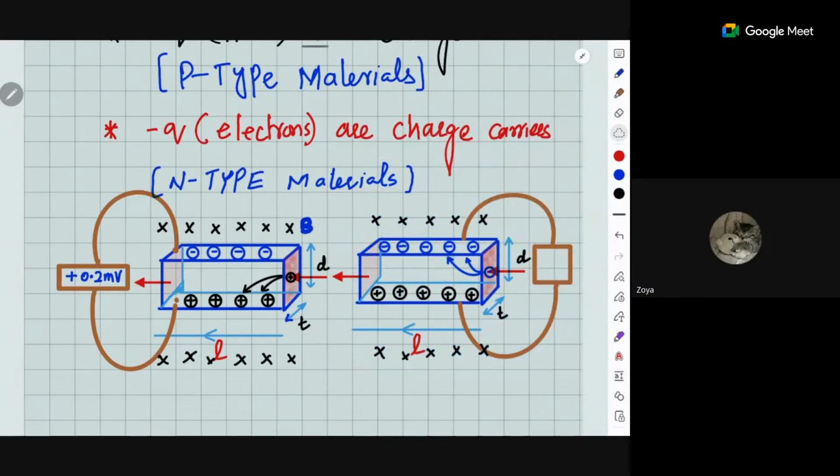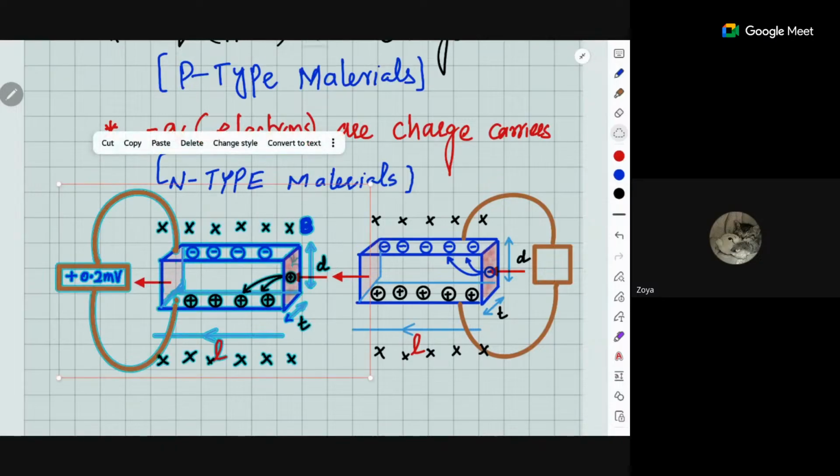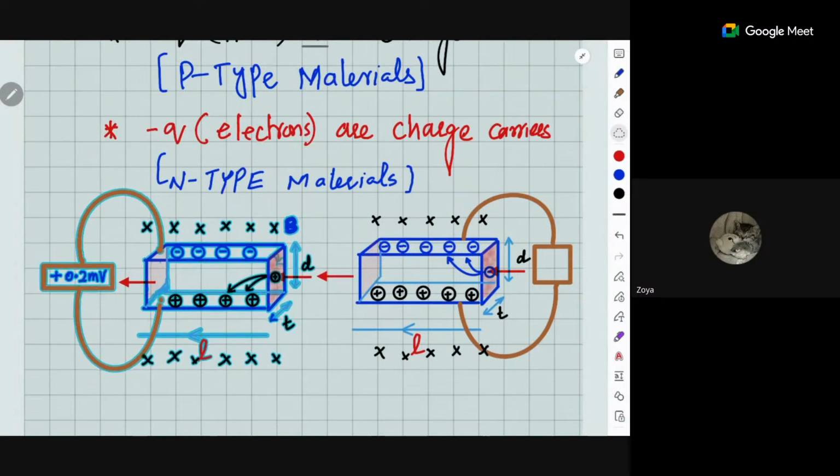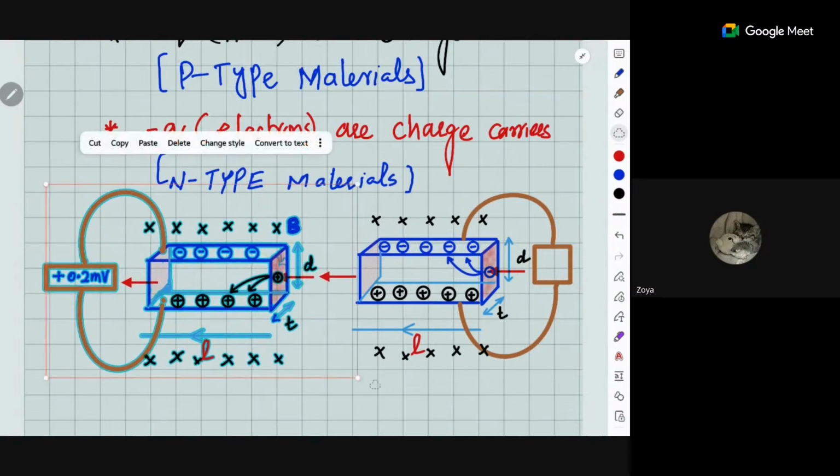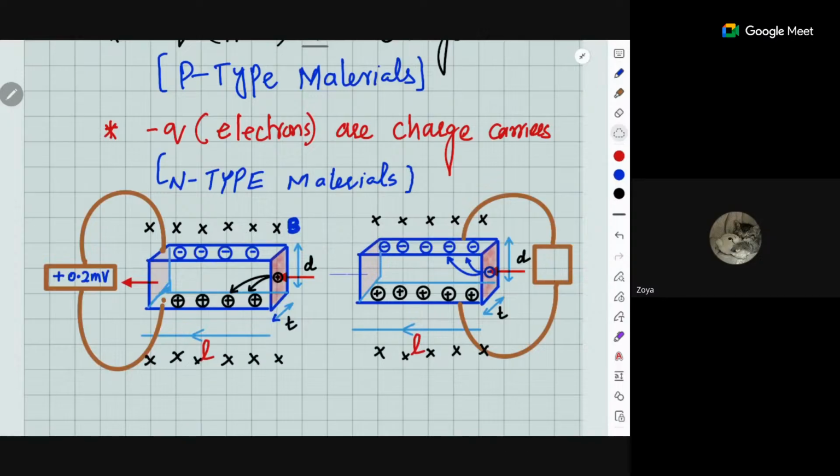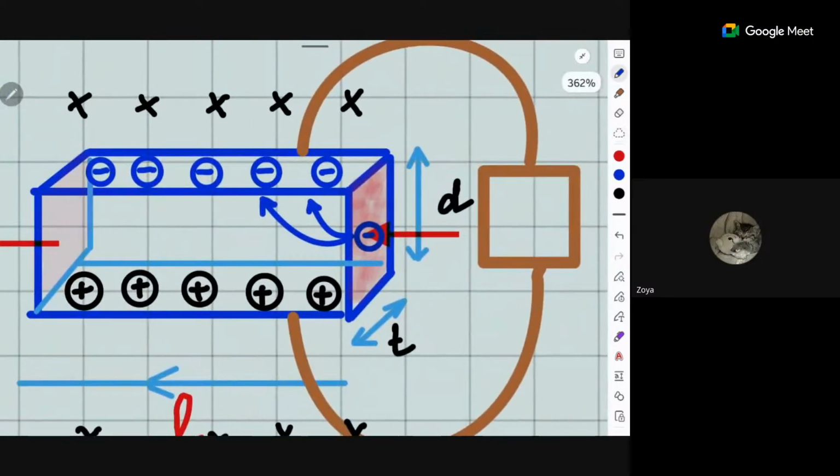My question is not that type of horrible question. My question is very simple. If the voltages are 2 millivolt, 0.2 millivolt, will they be positive or negative? That's the simple question I have. Negative, sure. Okay.